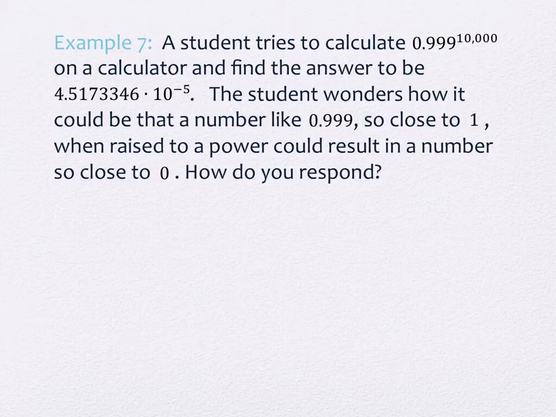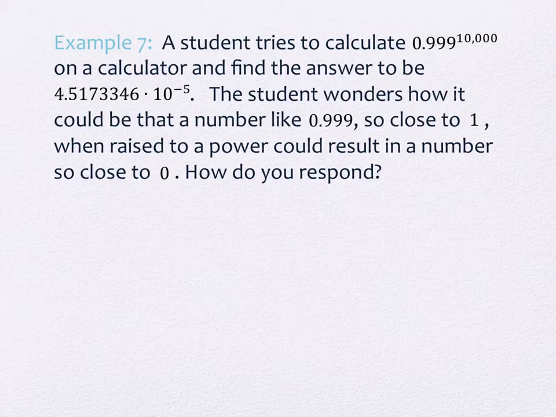So this is a type C question from our book. A student tries to calculate 0.999 to the 10,000 on a calculator and finds the answer to be 4.5173346 times 10 to the negative fifth. Okay, scientific notation, it's a very, very small number, right, because the exponent's negative. This is a very small decimal.